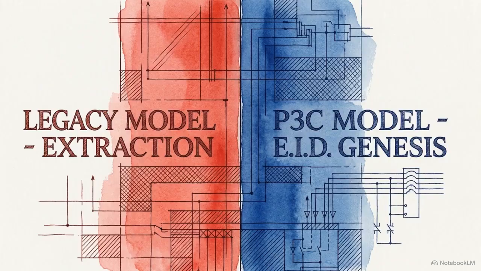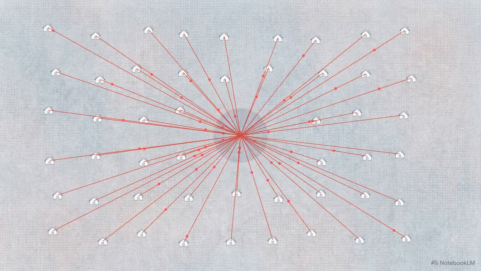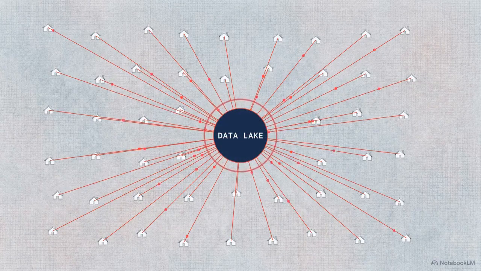These two models represent opposing ways to solve the grid crisis. On the left, the legacy extraction model. On the right, the P3C engineering standard. The legacy model is optimized to pull raw data out of the local environment and centralize it for analysis.